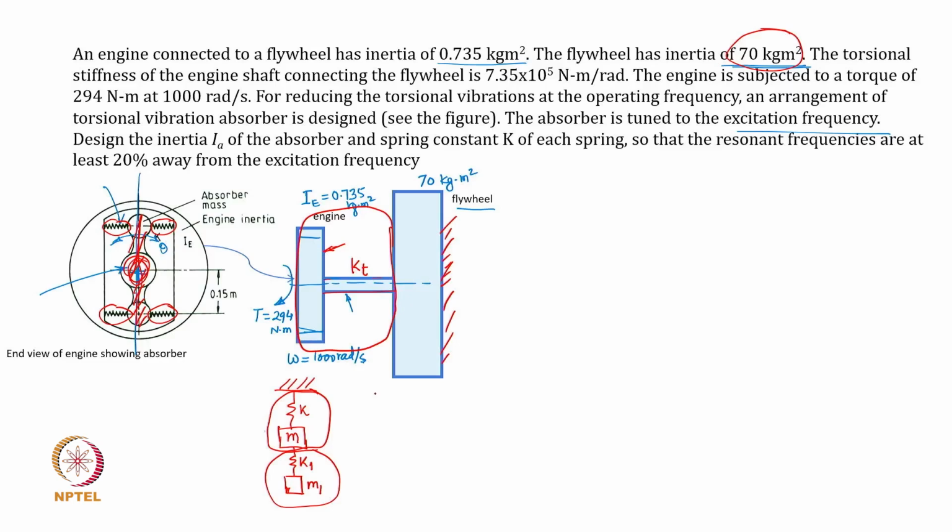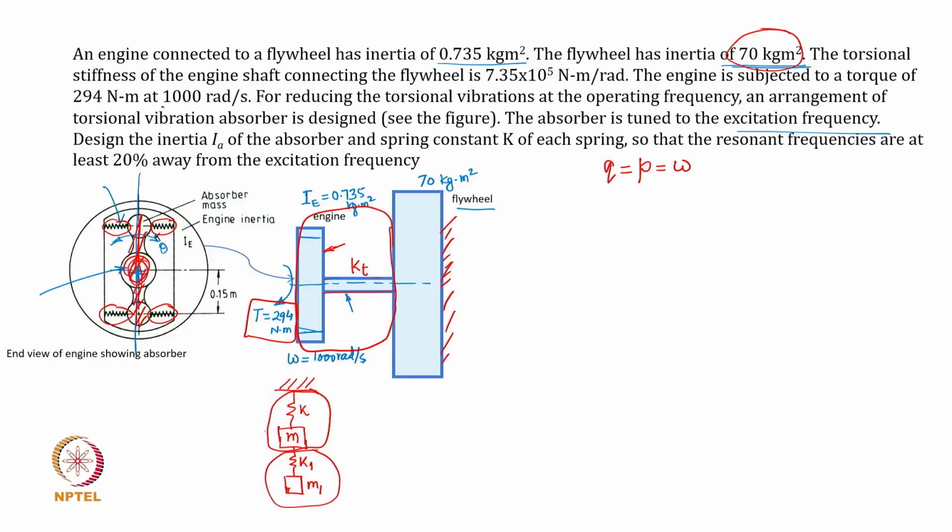Now the engine torque is 294 Newton meter, and we are supposed to design the absorber. What would you do now to design the vibration absorber? Our basic philosophy is that the natural frequency of the absorber should be the same as the natural frequency of the parent system, which is the operating speed. We are trying to ensure that at that resonance the amplitudes are brought to 0.